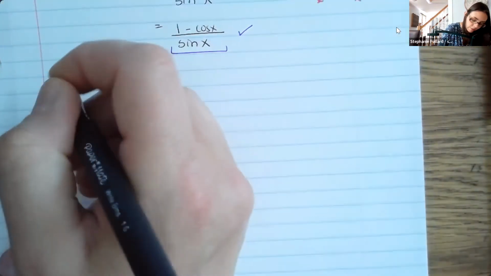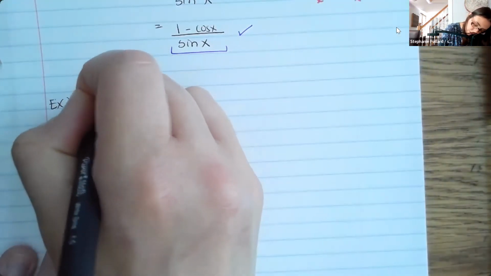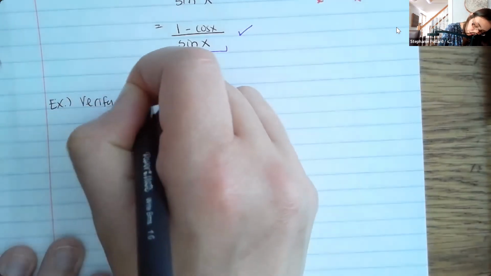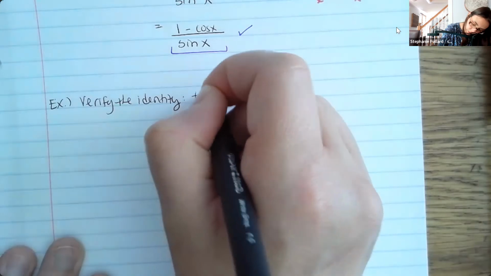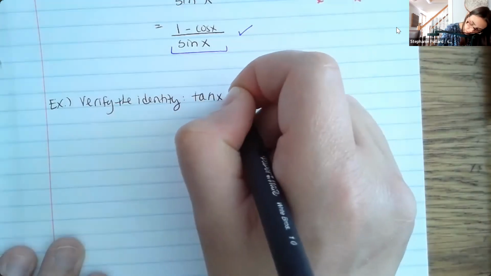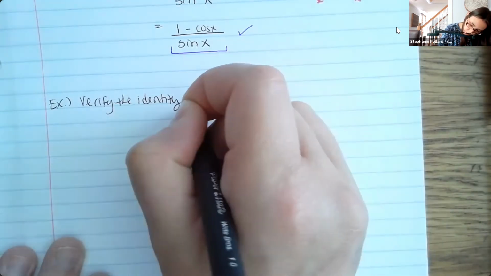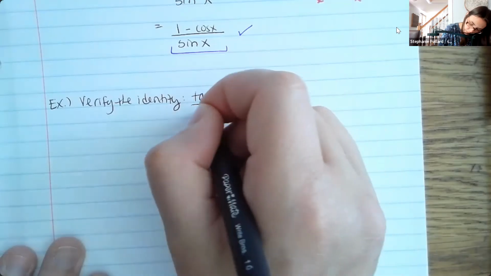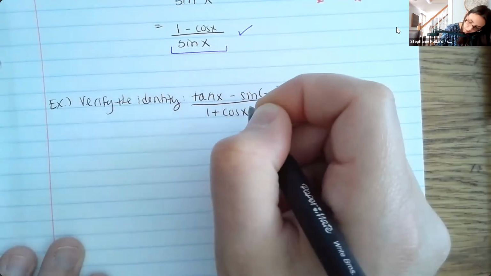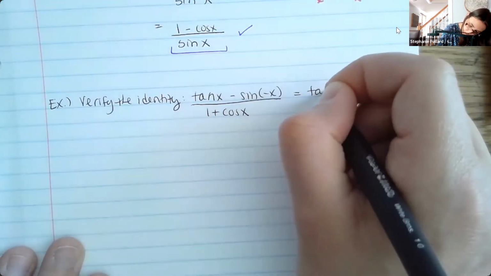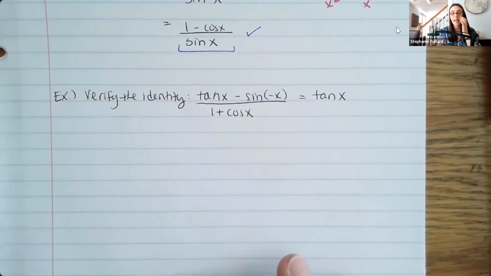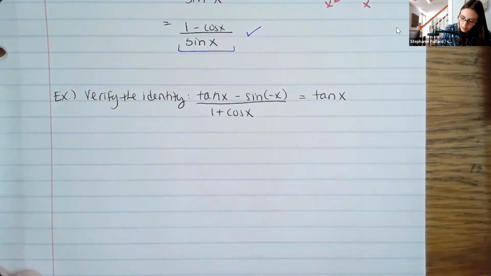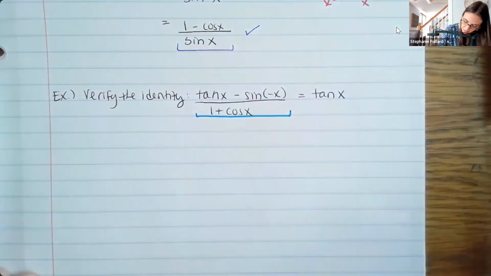All right, let's do another one. All right, so here's another one. And again, this one I clearly have a more complicated side, so that's usually the place that you want to start. So I'm going to go ahead and start with this guy here.